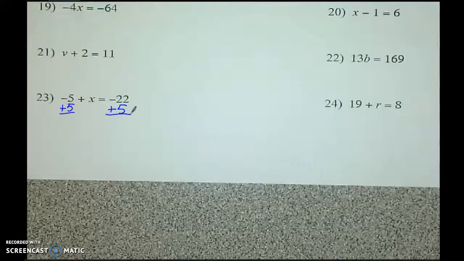Number 24, 19 plus r equals 8. We've got to get r by itself. The opposite of plus 19 is minus 19. So I have to subtract on both sides. So 19 minus 19 is 0. So now I have r equals 8 minus 19. That's going to give me a negative 11.